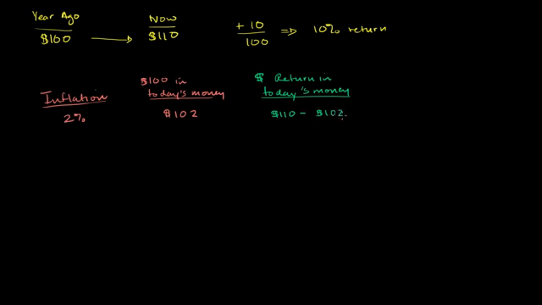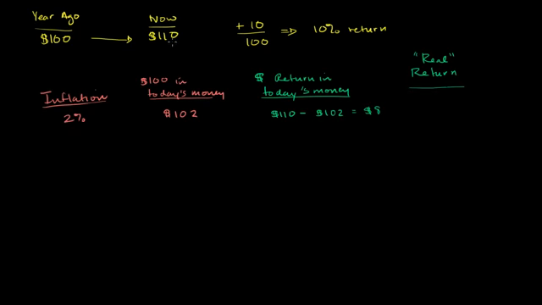If we look at it from today's terms, we invested something that gives us the same purchasing power as $102 today, and now it's giving us a purchasing power of $110. So we've gotten $8 more of purchasing power in today's money. So what is the actual real return? So let me write it in real return, and we can do it in today's money.